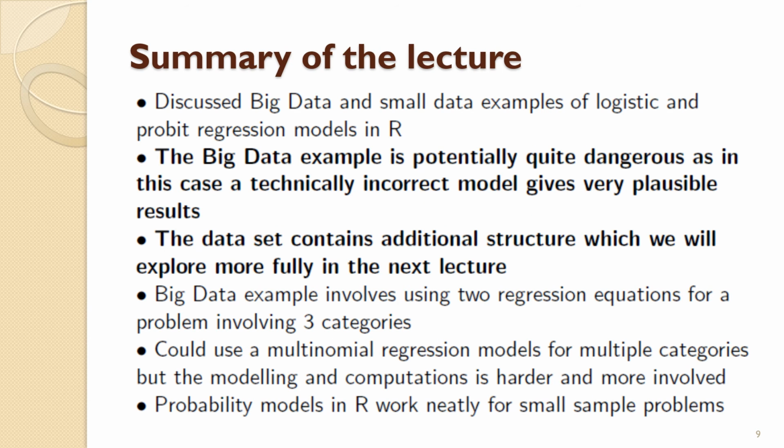In terms of the summary of the lecture then, we've discussed big data and small data examples of logistic and probit regression models in R. The big data example is potentially quite dangerous, as in this case a technically incorrect model gives very plausible looking results.